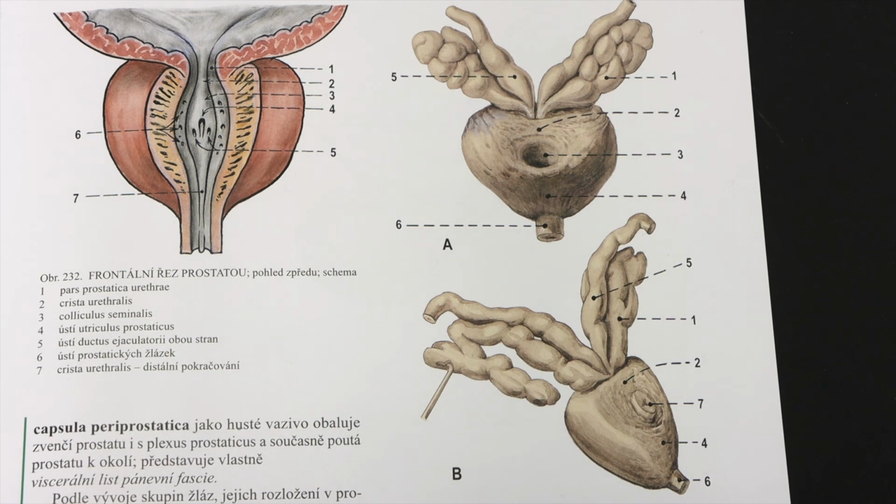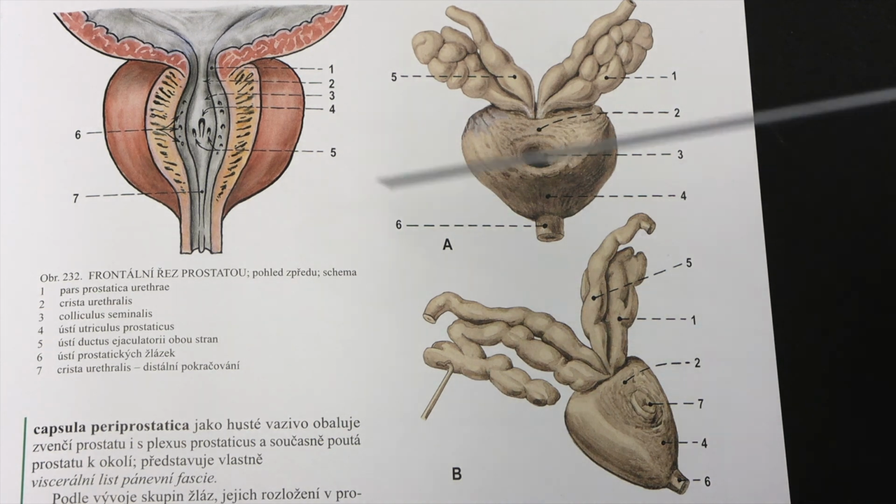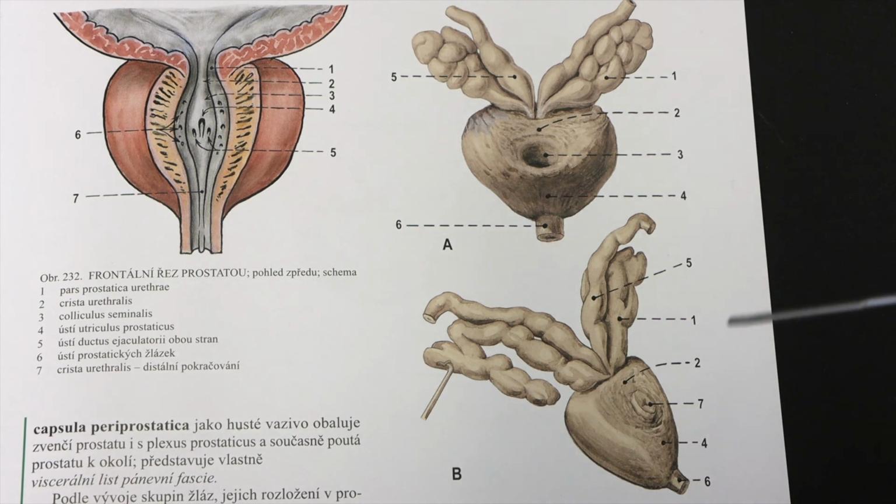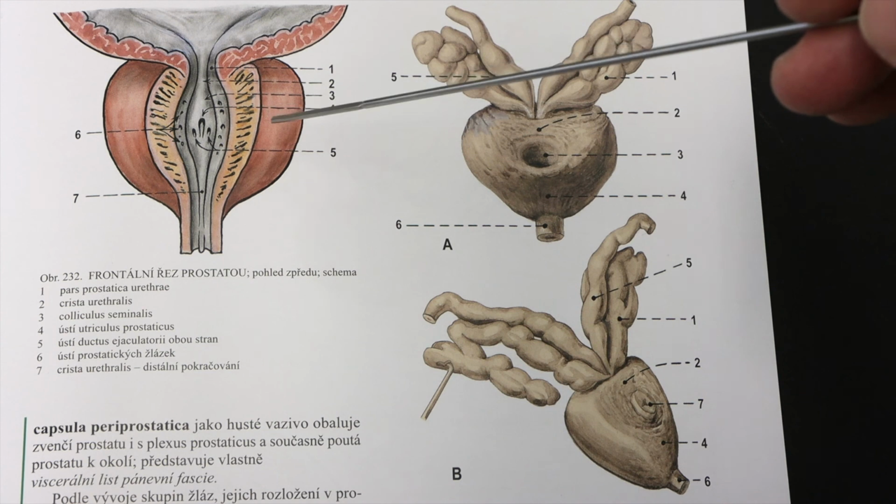So this is about the outer structure of the prostate and the function of the prostate, and then we are going to discuss the structure inside, about the lobes and the zones of the prostate.